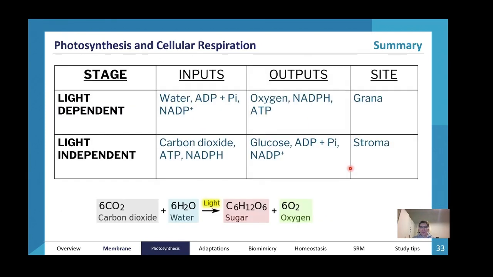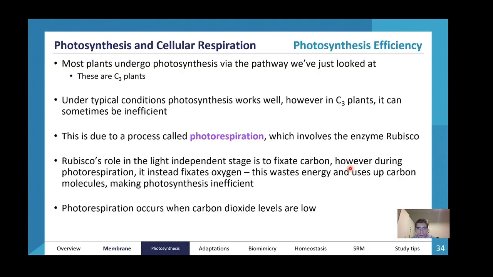So this is a summary of photosynthesis, where essentially 6 carbon dioxide molecules plus 6 water molecules through light will form sugar and 6 oxygen molecules.